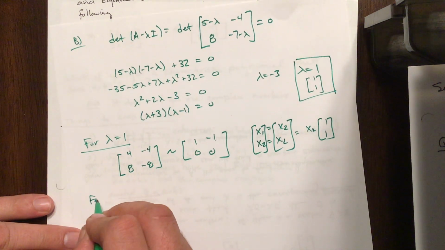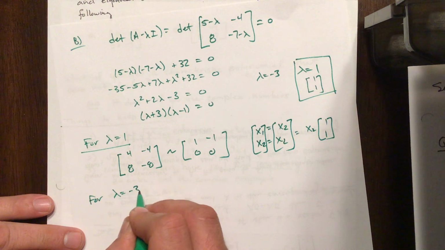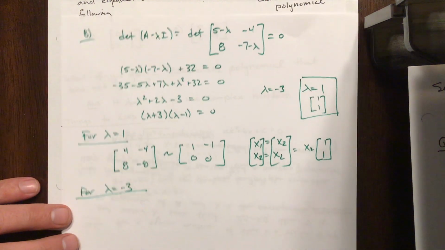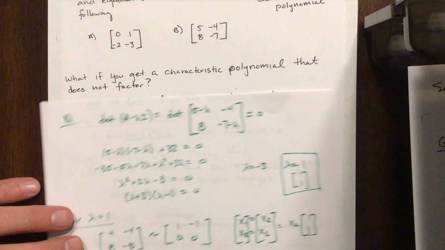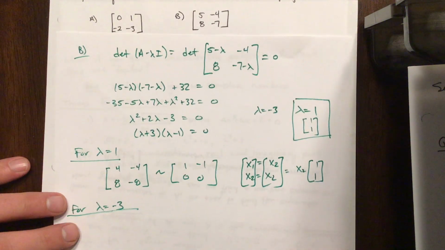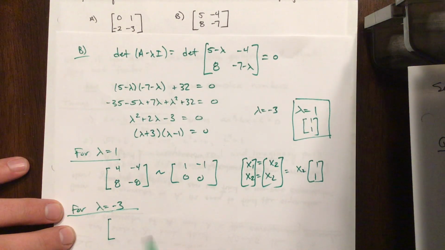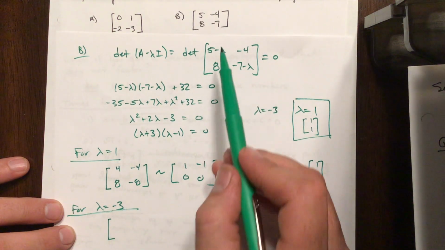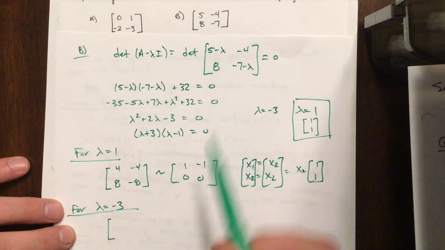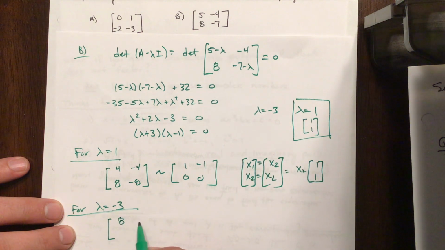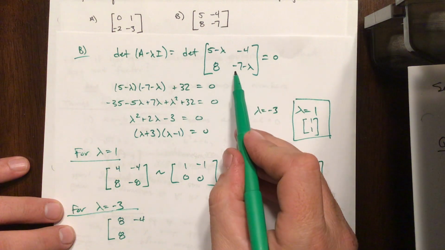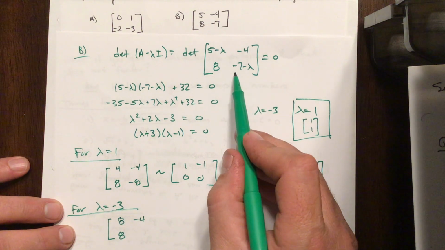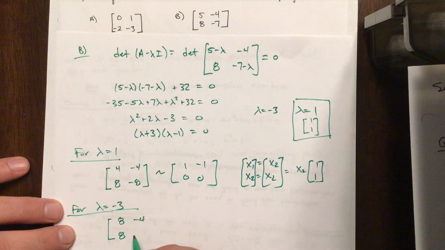For lambda equals -3, what do we have here? Well, I need to find the matrix again. All right, so if lambda is equal to -3, I get 5 minus a -3. That to me is 8, -4, 8, and 7 minus a -3. So -7 plus 3 is -4. Ta-da.